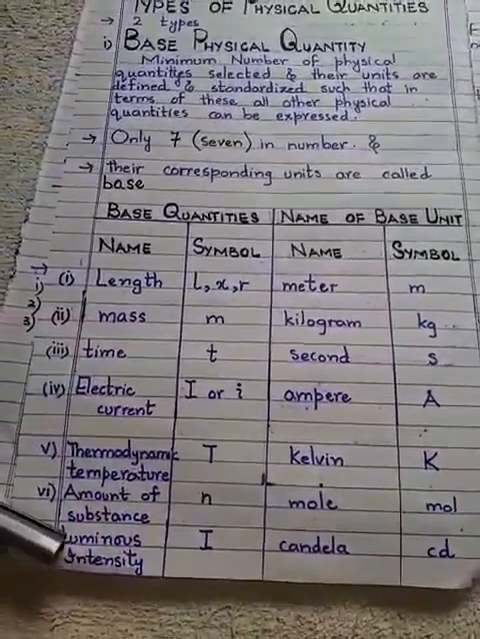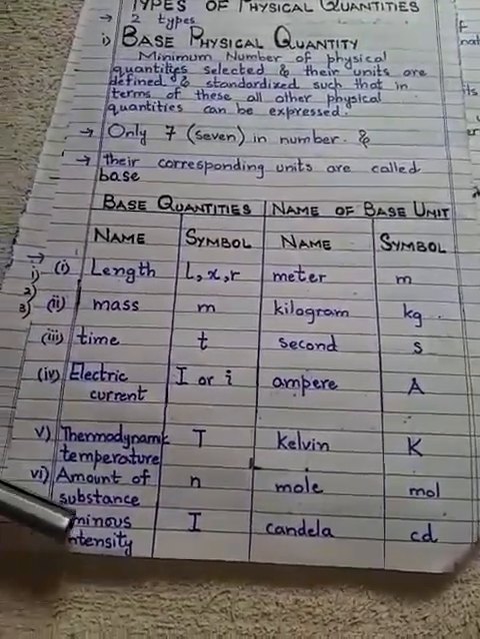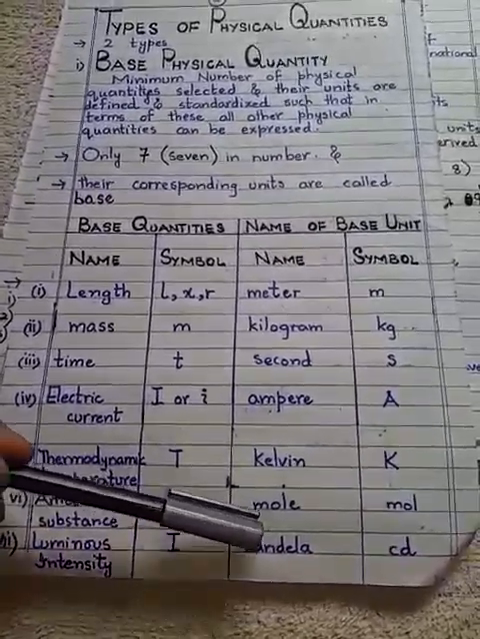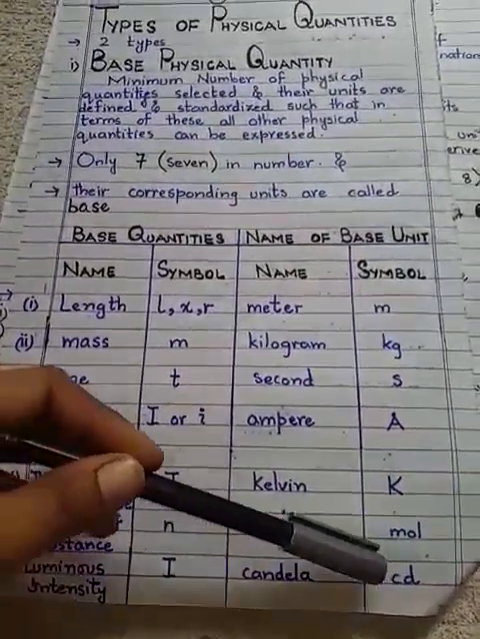The last base physical quantity is luminous intensity. The symbol of luminous intensity is capital I. The SI unit is candela, and the symbol of candela is cd.